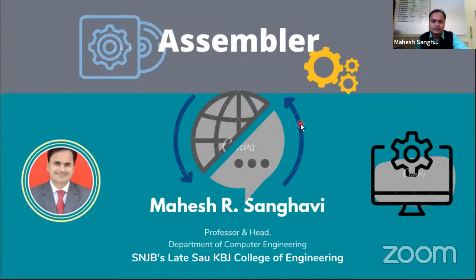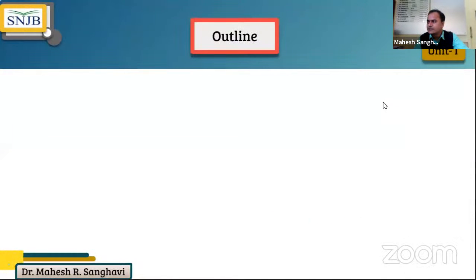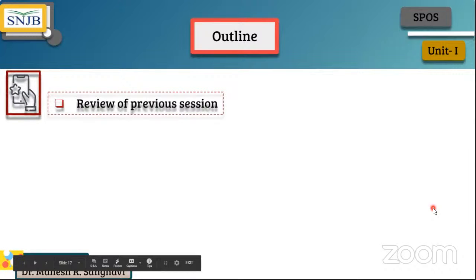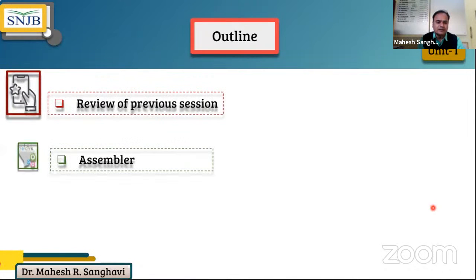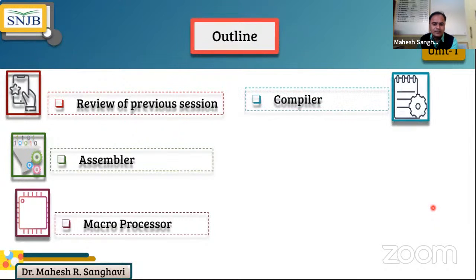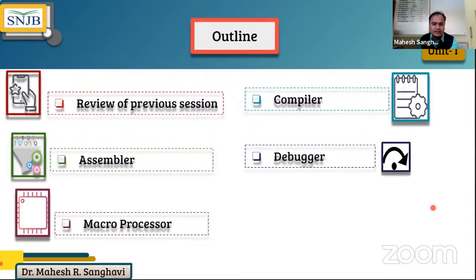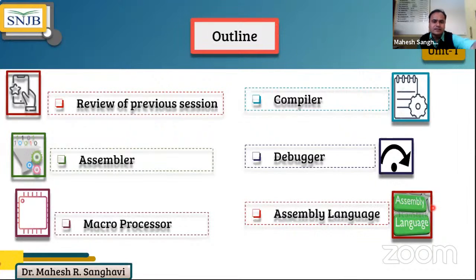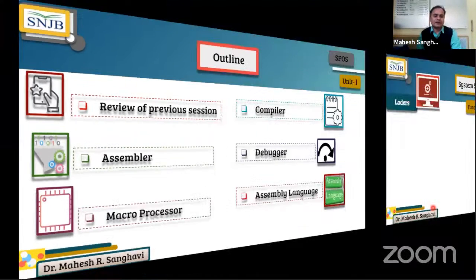If you observe, the agenda of today's session will be, as usual, a review of the last session. Then we'll have a discussion on the assembler. Then we'll look at the macro processor, what exactly it is. Then we'll cover what exactly a compiler is, and we'll see the debugger. At the end, we'll start with assembly language, which is already known to many of you, and we'll end with a discussion on assembly language.